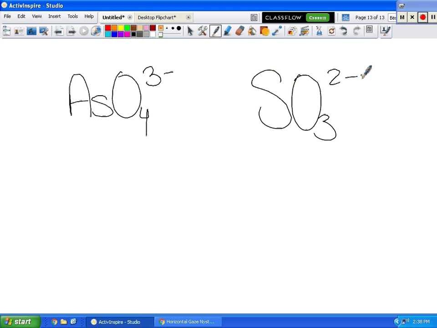All right, try that one. If you can get these two, we should be ready to move on. Yeah, I mean, this is as difficult as it gets. Oxidation numbers don't get any harder.